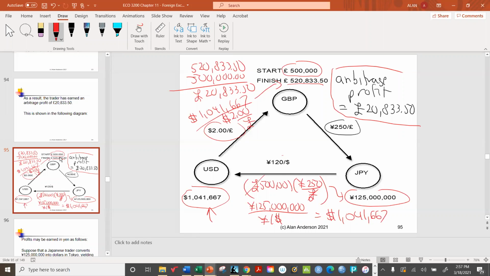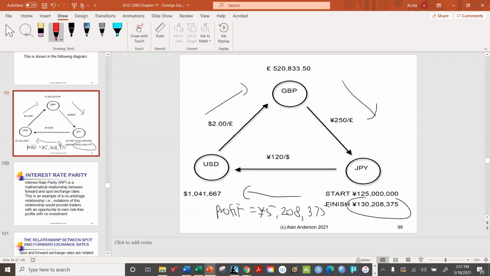All right. So let's look at the case where we started in Japan with 125 million yen. It's the same exact logic. We want to make sure that somewhere along the way, we are trading pounds for yen. So here we have to first go through dollars to get to the pounds. And then, of course, we can exploit this bad quote by using our pounds to buy yen. And we end up with a profit in yen of about 5208.375. If you took that number and divided by the spot exchange rate, in other words, 120 yen per dollar, it comes out to very close to the same number of dollars we had earlier.